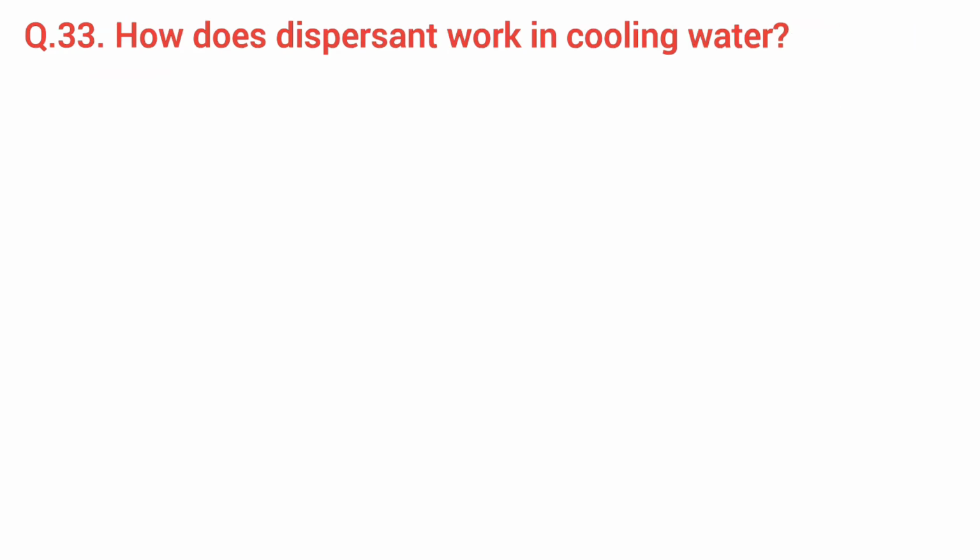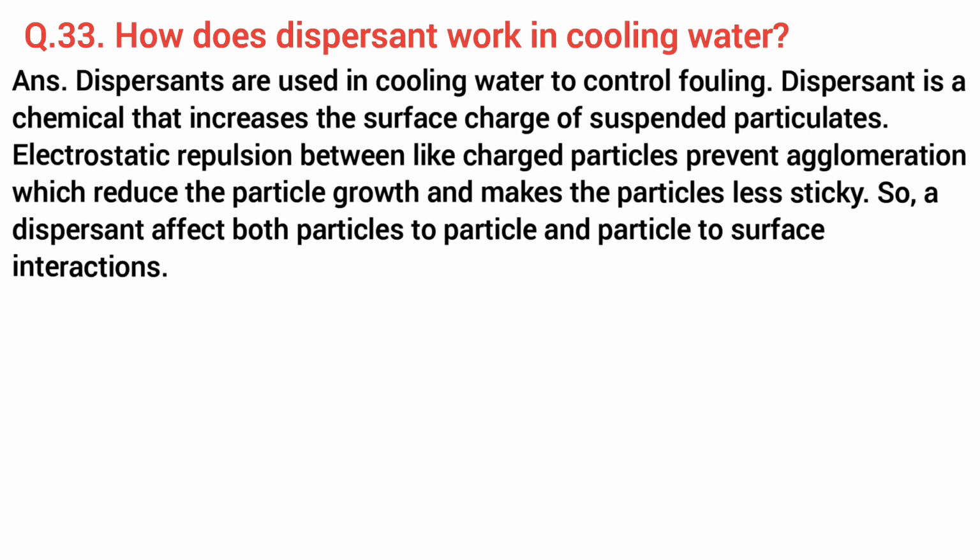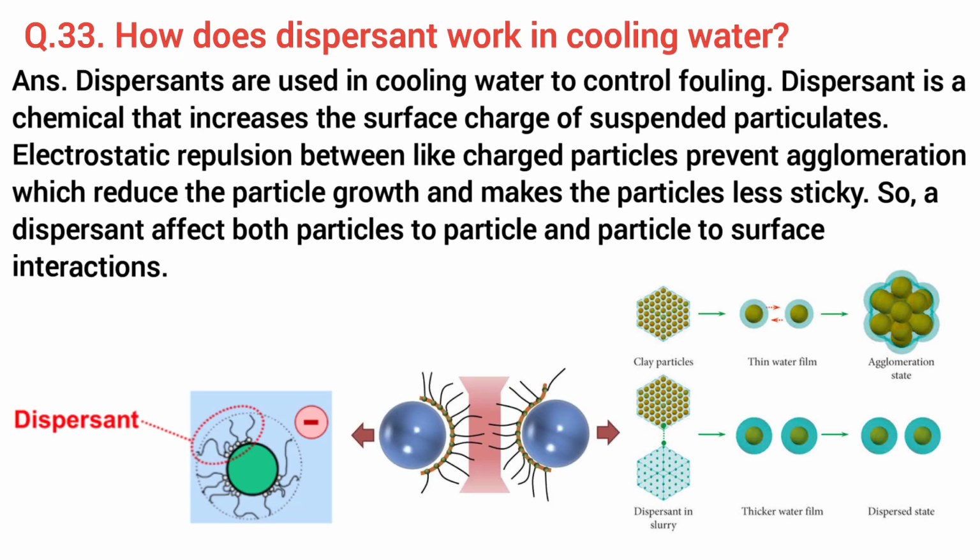How does dispersant work in cooling water? Dispersants are used in cooling water to control fouling. Dispersant is a chemical that increases the surface charge of suspended particulates. Electrostatic repulsion between like-charged particles prevents agglomeration, which reduces the particle growth and makes the particles less sticky. So, a dispersant affects both particle to particle and particle to surface interactions.